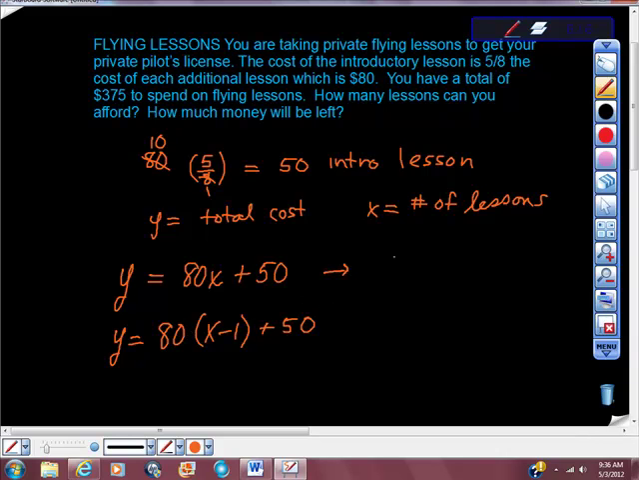What if I did this? What if I said, if I use this equation, the cost of one lesson, then it would be 80 times 1, which is what? Plus 50 is 130, but that's not the cost, is it? So what this does is, for the first lesson, 1 minus 1 is 0. 80 times 0 is 0, and it helps us just get that. Do you see it?